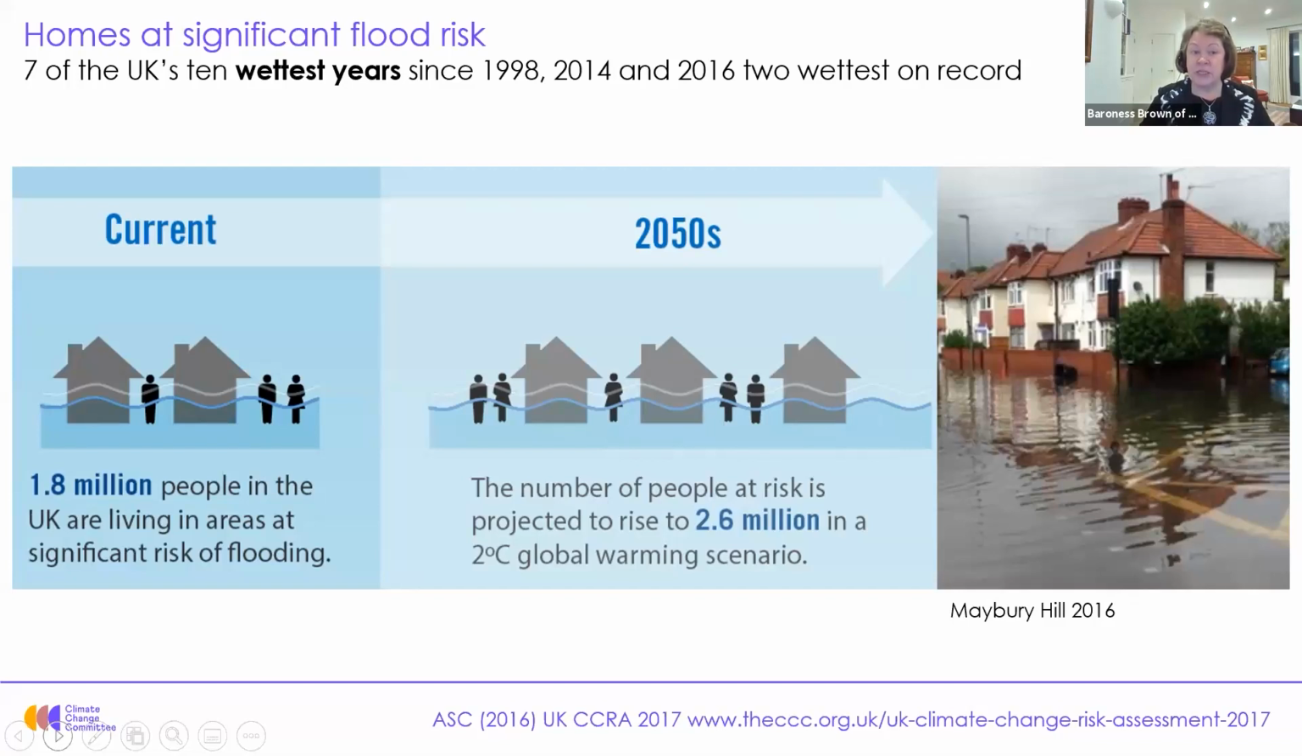as the climate changes. So we already have 1.8 million people living in areas at significant risk of flooding in the UK, and about 5 million people in areas at flood risk. Those numbers will increase even if we're on that 2-degree path towards the end of the century. So we all need to be thinking about how well prepared we are for future flooding.